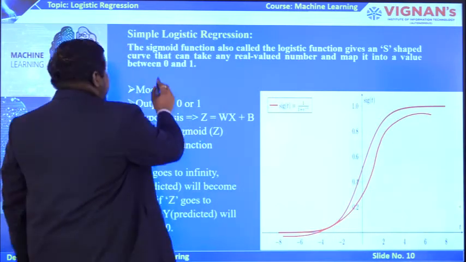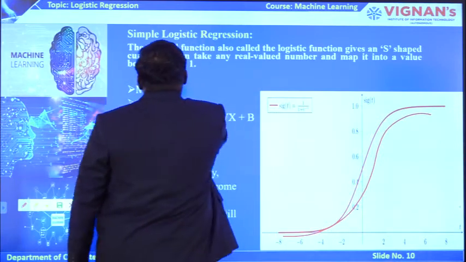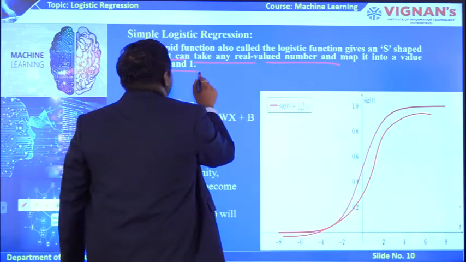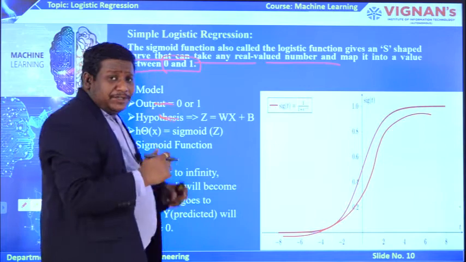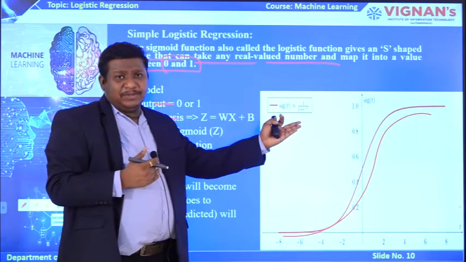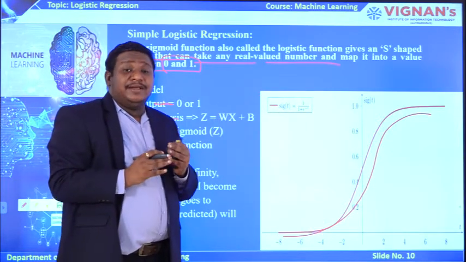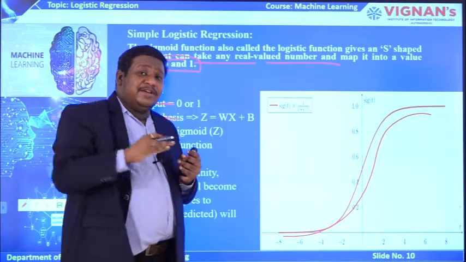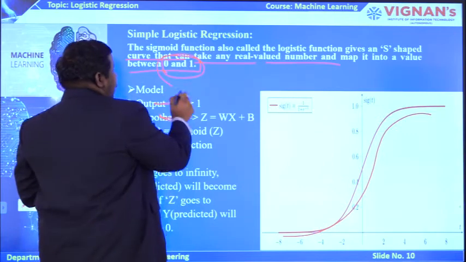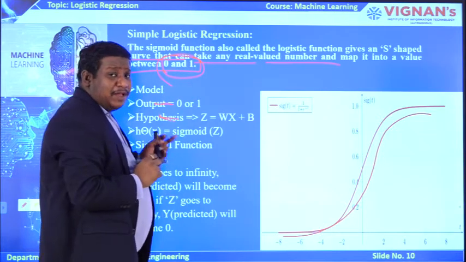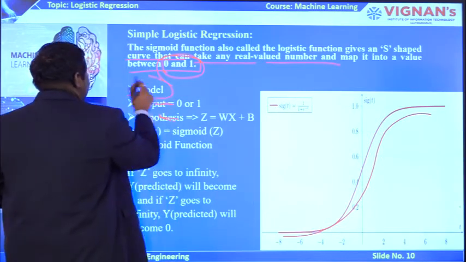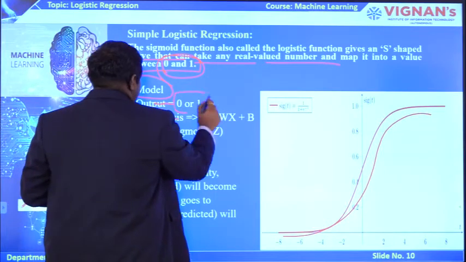See, the sigmoid function, also called the logistic function, gives an S-shaped curve that can take any real valued number and map it into a value between 0 and 1. We already know that the logistic function generates a curve in the form of an S shape, and that function is the sigmoid function, and most of the values it generates will be in the interval between 0 and 1, because as we already know, logistic regression always works on binary output values 0 and 1. Here the model's output can be either 0 or 1.